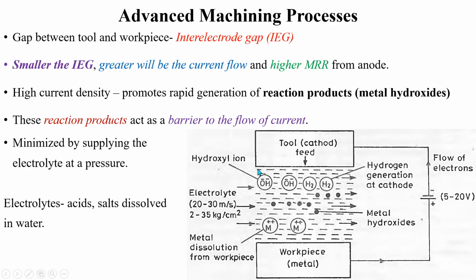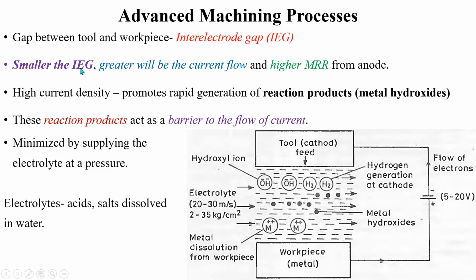Now, the gap between the tool and the workpiece is termed the inter-electrode gap, that is IEG. The smaller the gap, the greater the current flow. So if IEG is very small, the resistance to the current flow will be lesser, so we will have greater current flow and higher MRR from the anode surface.